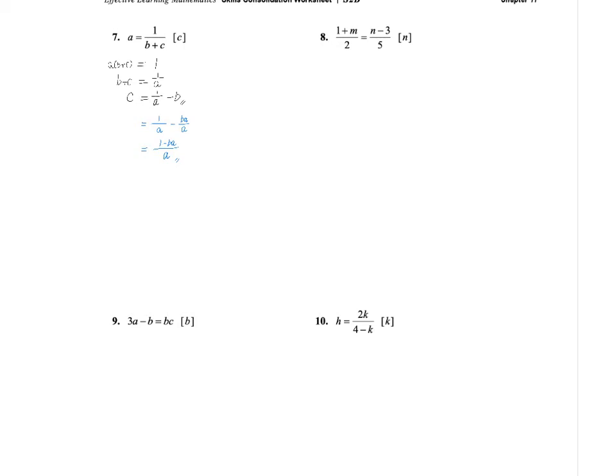In black. Okay, this time you can see n here, okay? So basically we just do it like this. You have the cross multiplication like this. And then you have 5 plus 5m equals to 2n minus 6. And then you have 5 plus 5m plus 6 equals to 2n, and 5m plus 11 equals to 2n, and actually n equals to (5m plus 11) divided by 2.